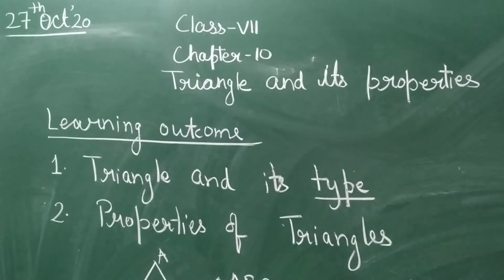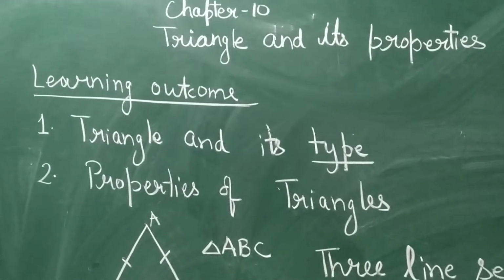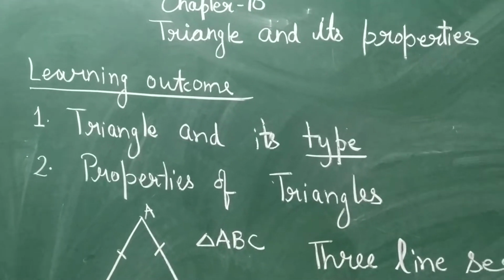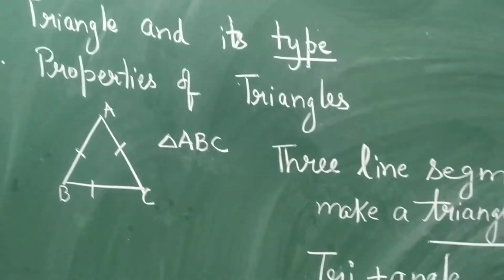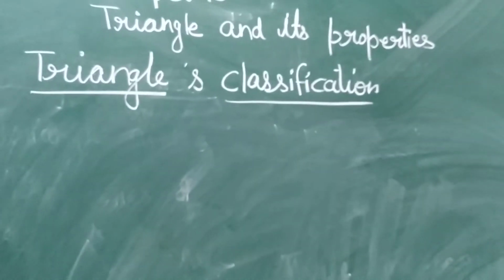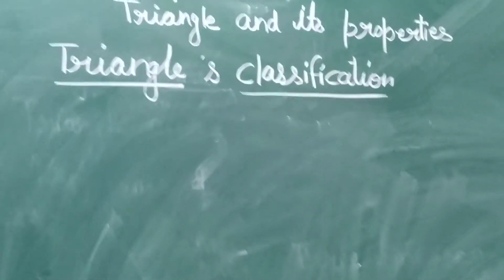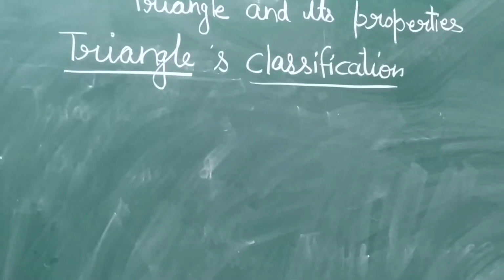So triangle and its properties, these two are the learning outcomes. Beta, there are basically 4 to 5 properties of triangle. We will discuss one by one, and let's start what is a triangle. We talked about triangle. Now we will talk about the next step, triangles classification.